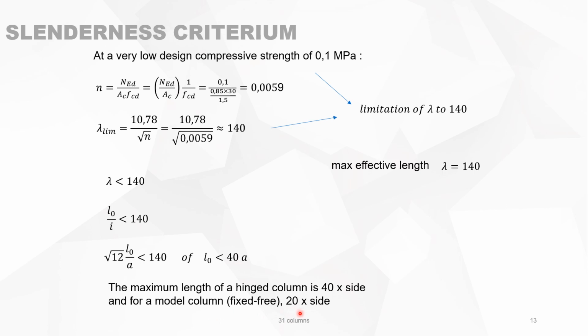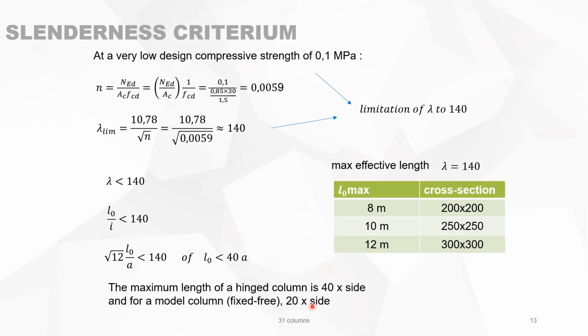This is a huge implication because now we can just have a small table. That means that a column with a cross section of 200 by 200 millimeters can only have a maximum effective length of 8 meters. A column of 250 by 250 is 10 meters, and for 300 by 300, the maximum length is 12 meters. Never exceed this because this is very dangerous.